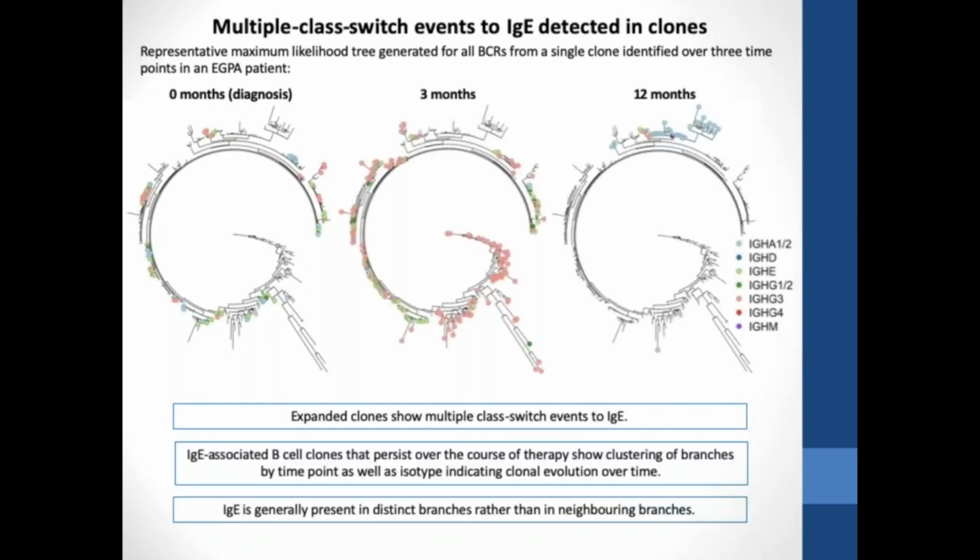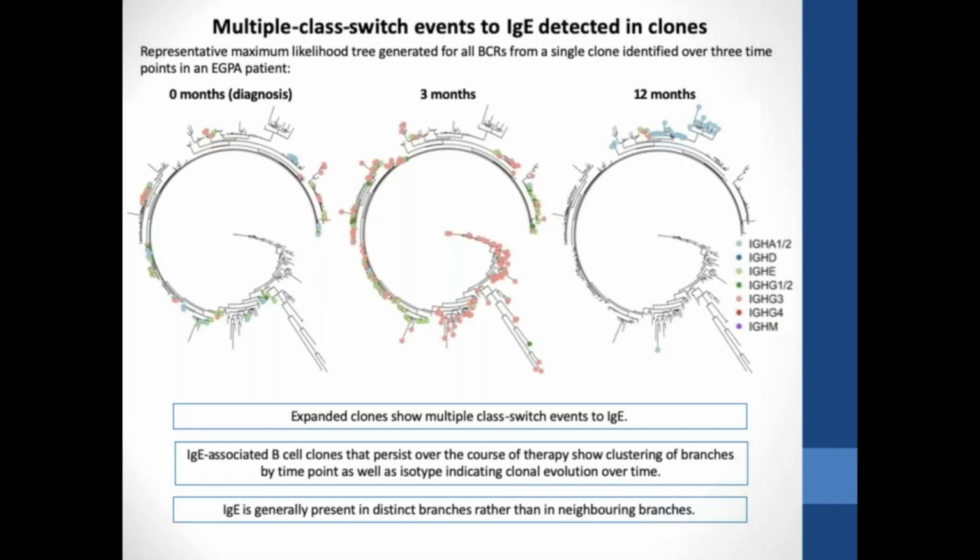And we can also follow these clones over time. So this is just one EGPA patient. They were treated with immunosuppressive therapy during this time. And we can see that the IgE B cell clones persist over the course of therapy. And the branches, so I colored them according to when they're present at that time point.